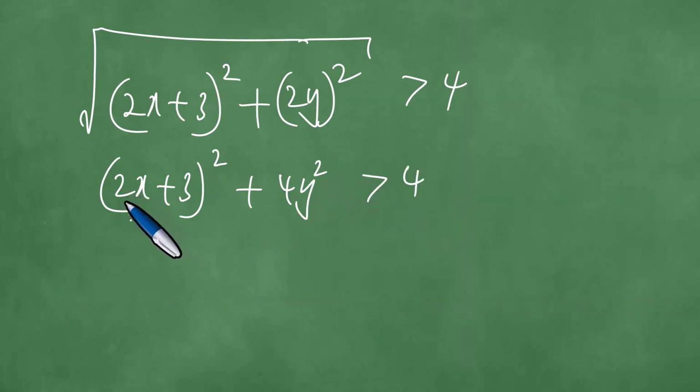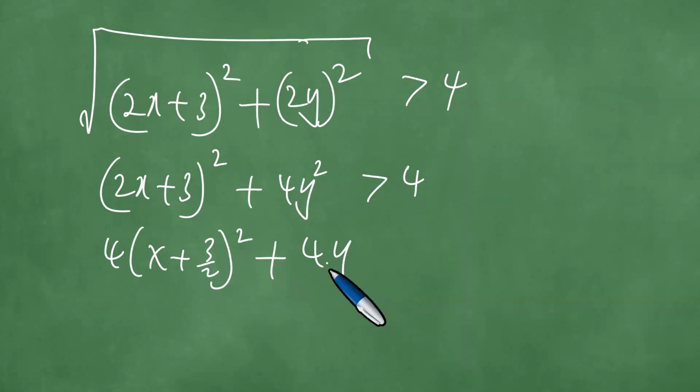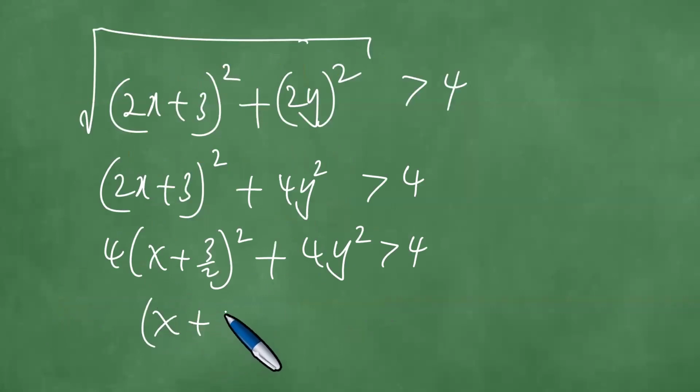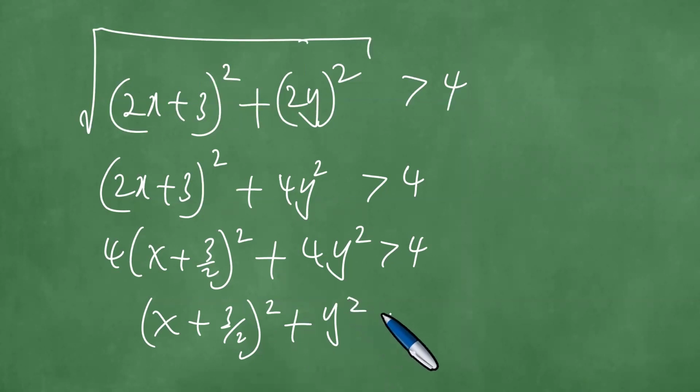Factor out the 2 here. Factor out the 2 and you square it. It becomes 4, and this is x plus 3 over 2. You square this, which is 4y squared greater than 4. Divide through by 4, so that the coefficients of the perfect squares themselves are 1, and this is true because we divide by 4.